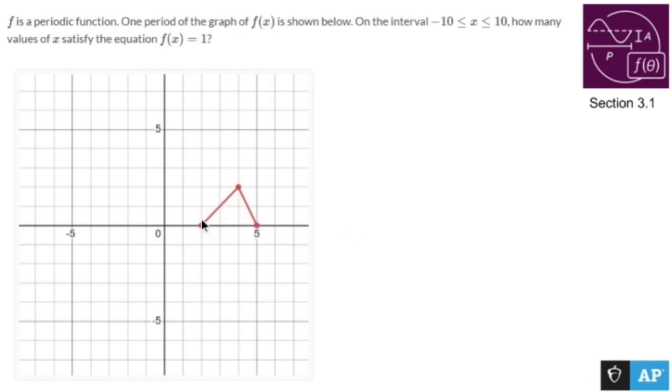Issue number 1 is I only give you 3 spaces of this thing that's supposed to stretch out between -10 and 10. Issue number 2 is I don't have -10 to 10. So this is how I'm going to handle this. I know that this repeats its behavior every 1, 2, 3 spaces. So what's going to happen is f of x equals 1 exists here and here. And all of these repeat every 3 spaces.